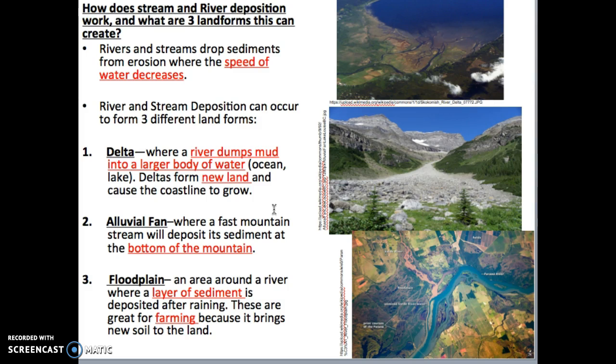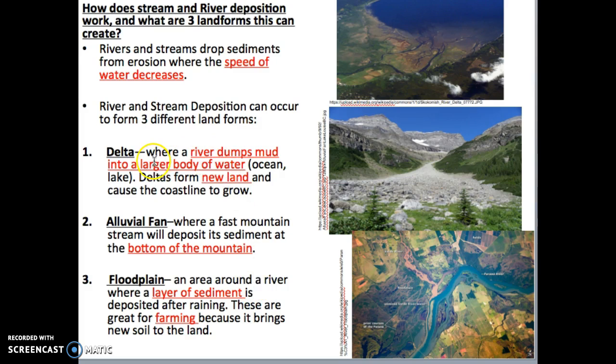Now let's talk about deposition from streams and rivers. The erosion can happen, and with that erosion happening, there's sediment that gets dumped after the erosion happens, and we call that deposition. When the speed of water eventually slows down, at the end of that, we deposit all this sediment, and there are three different types of stream and river deposition that I want to talk about.